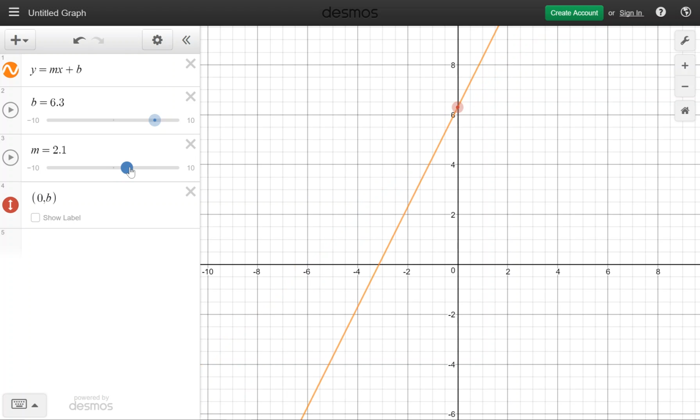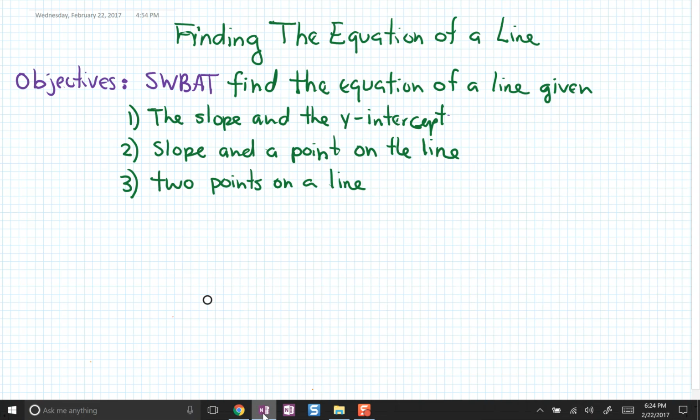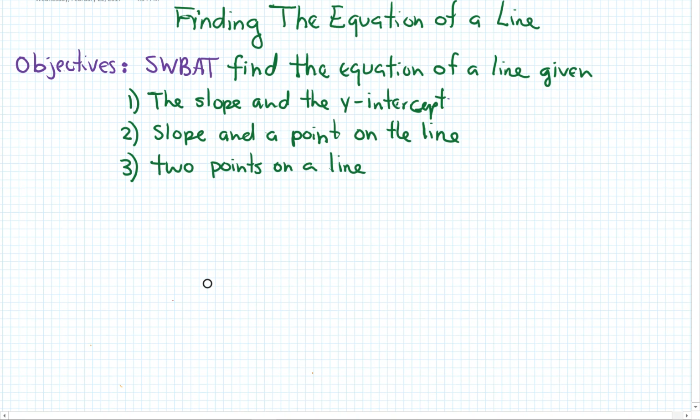We can also change the slant of the line by moving m up and down. Negative values have negative slope, which is down and to the right, positive slope is up and to the right, and zero slope is flat. And so we have this equation, y equals mx plus b. What we're going to do today is find the equation of the line given these three categories. So let's start with the slope and the y-intercept.